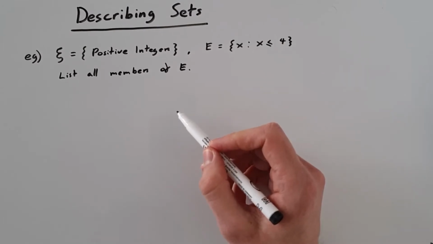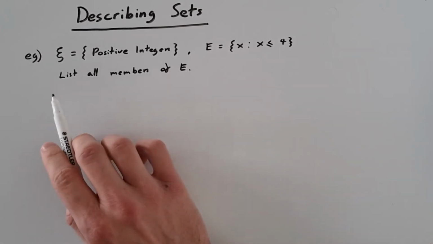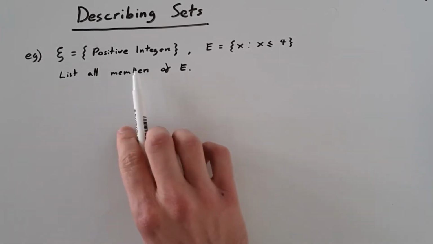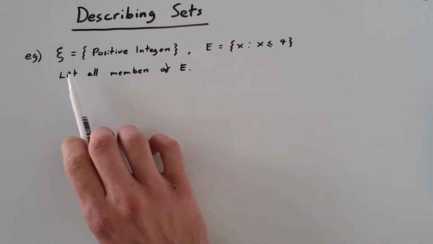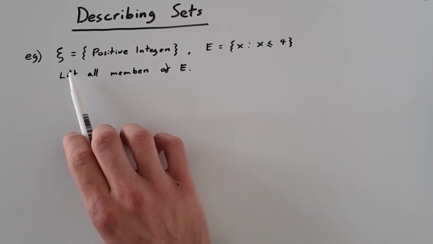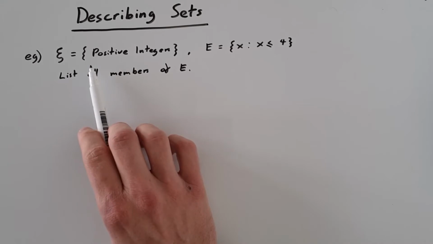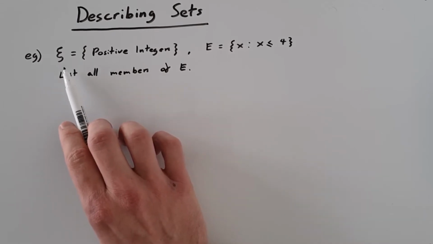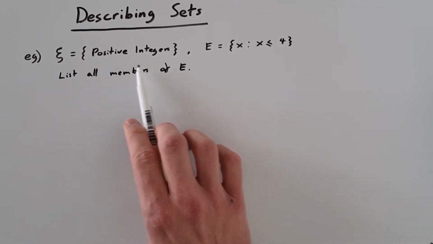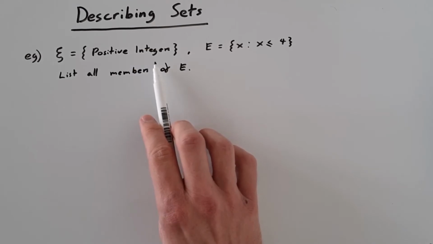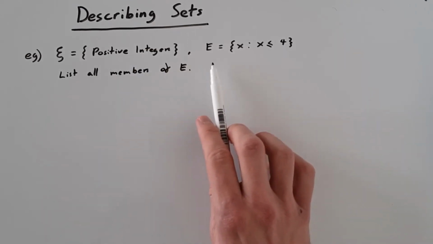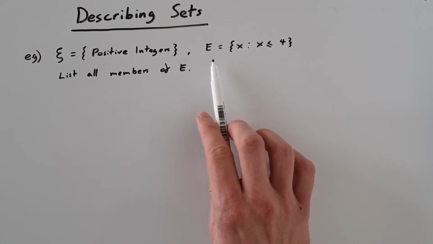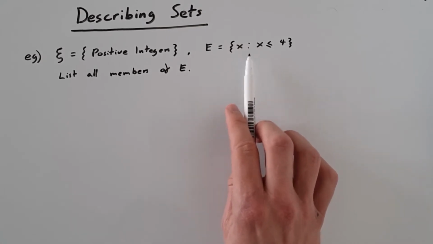Now I've got an example here of how else we can describe sets. First of all we have two sets, and here we have our universal set. Our universal set is our pool of numbers, if you like, which all the other sets can take their numbers from. In this case, the universal set is the positive integers, so it's all the positive whole numbers that we have. And then we have our set E. Here we have a new symbol which we haven't seen yet, and it's this colon.